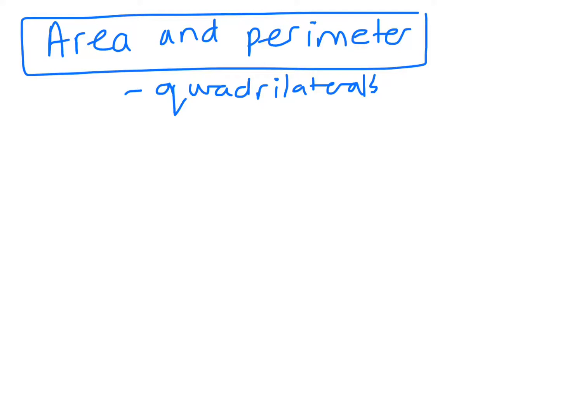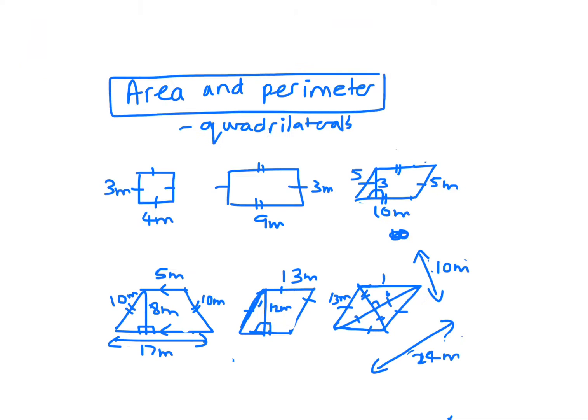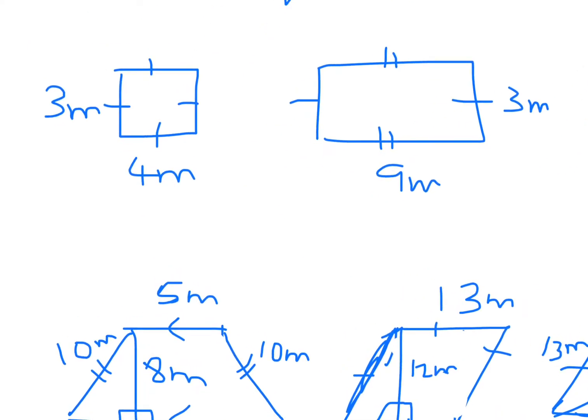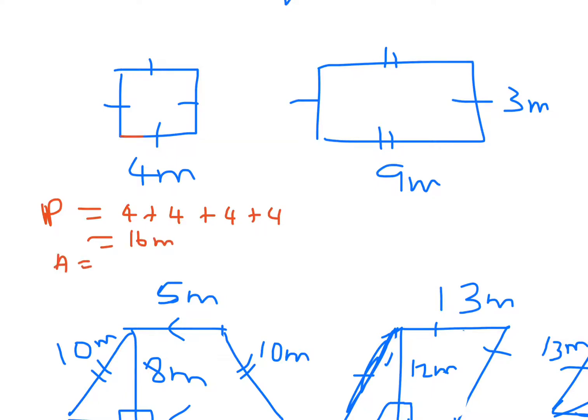Alright, I just want to look at the area and perimeter of quadrilaterals. We're just going to look at the perimeter and the area of each of these shapes. Now, the first one's a bit of a joke because it's a square, so it should just have 4. The perimeter here would be 4 plus 4 plus 4 plus 4, which will end up being 16 metres, and the area is 4 times 4, which is actually 16 metres squared.